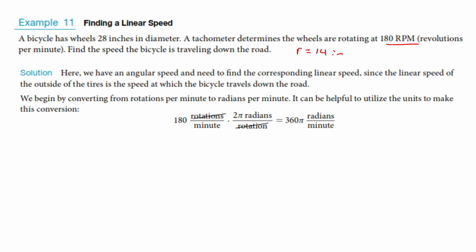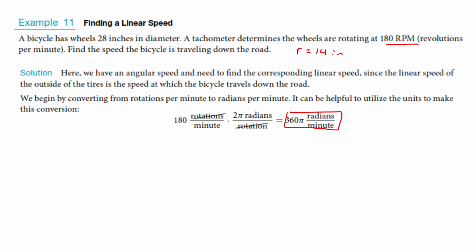So let's do it. I've got 180 rotations per minute, but I want to turn this into an angular speed. So there's one rotation is 2 pi radians. Well, and do we want to leave it in minutes? Yeah, they didn't tell us to convert. So last time it told us to convert into seconds, but all we need to do is convert into radians. So we got it. Okay.